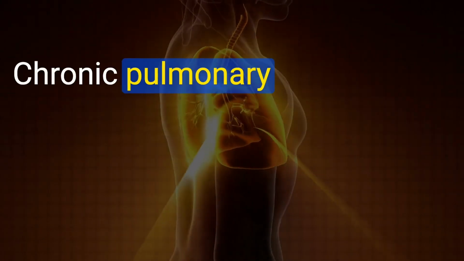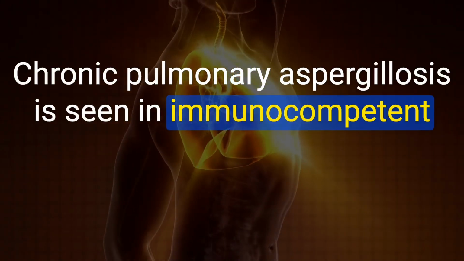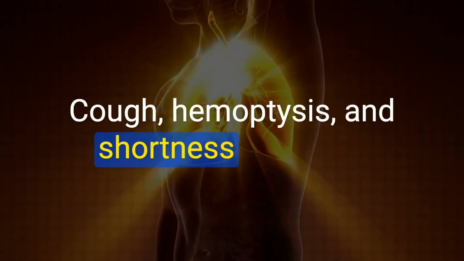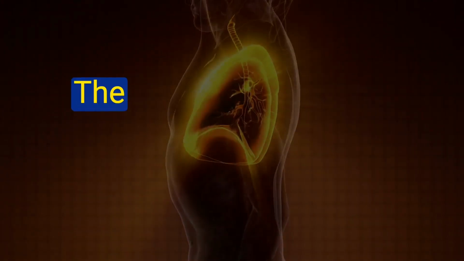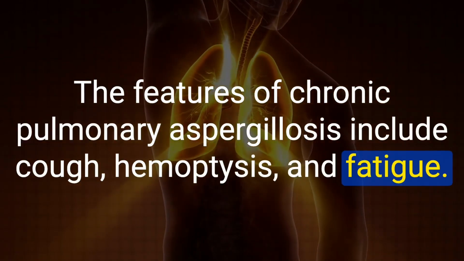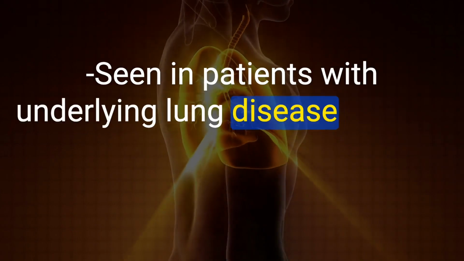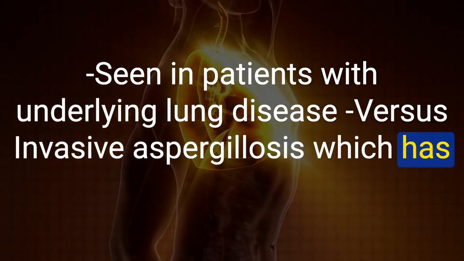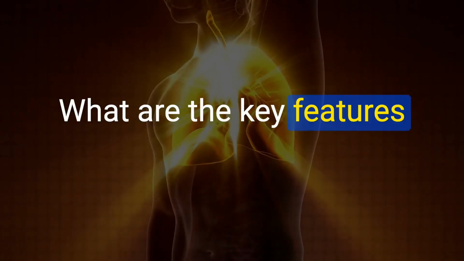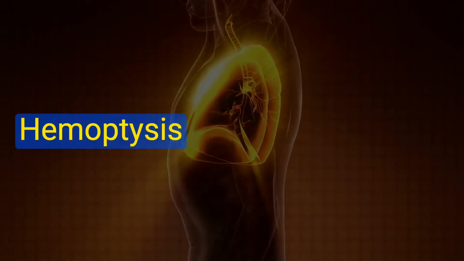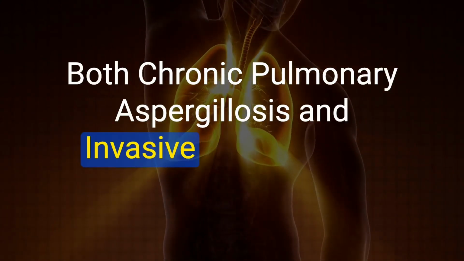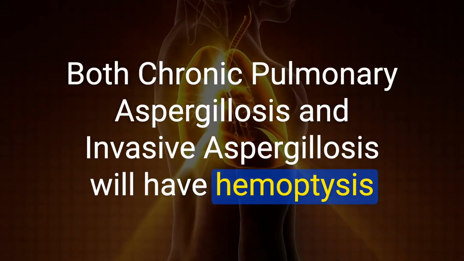133. Chronic pulmonary aspergillosis is seen in immunocompetent patients with a history of pulmonary disease, cough, hemoptysis, and shortness of breath. 137. The features of chronic pulmonary aspergillosis include cough, hemoptysis, and fatigue, seen in patients with underlying lung disease, versus invasive aspergillosis which has hemoptysis plus fever, chest pain. 138. What are the key features of invasive aspergillosis? Hemoptysis plus fever, chest pain. Both chronic pulmonary aspergillosis and invasive aspergillosis will have hemoptysis.